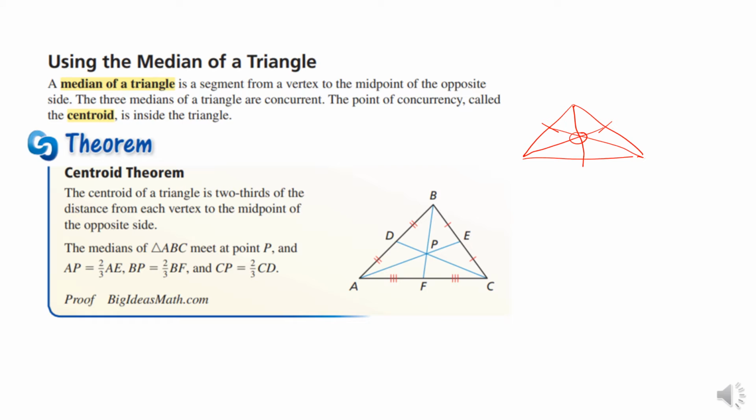So the interesting thing about the centroid is that it cuts each median into 2/3 and 1/3. So the longer segment is 2/3, and this would be 1/3. This is your 1/3, and this is your 2/3. So you have to look at it carefully to see which is which. So that's what it does for the measurements. So let's use that.